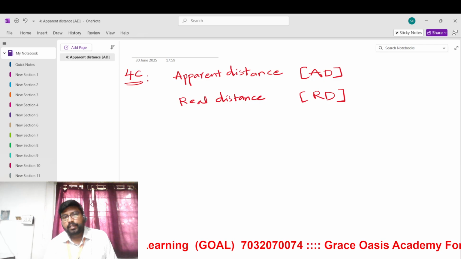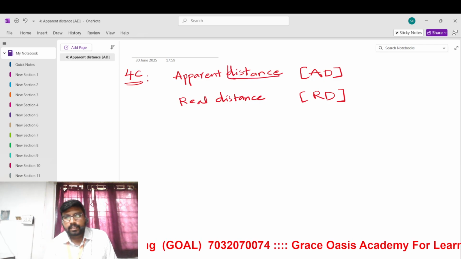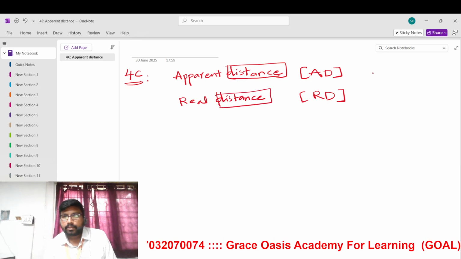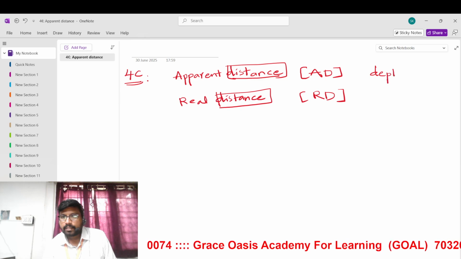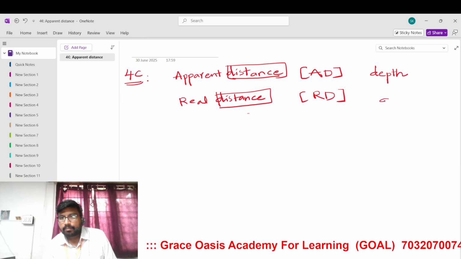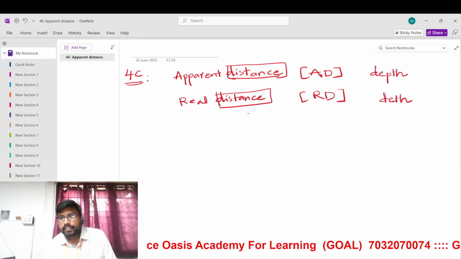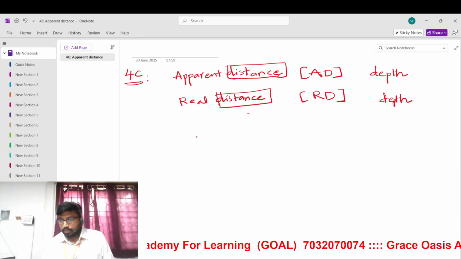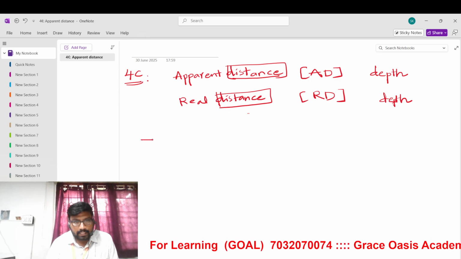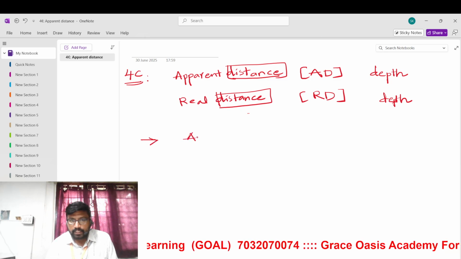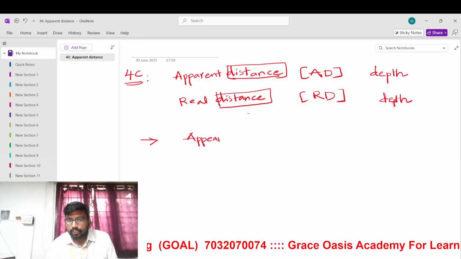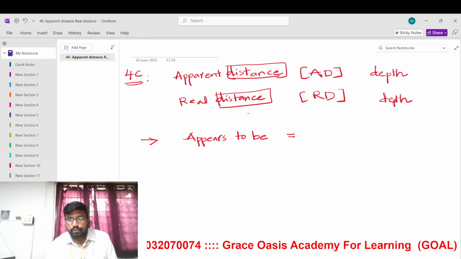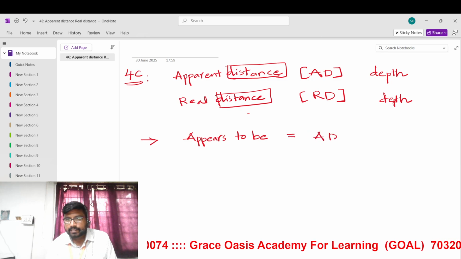This can be written as distance or depth also. Sometimes it will be depth. Apparent depth, real depth. Notation is RD and AD. But you need to understand that in the questions they will ask like "appears to be." Whenever they ask "appears to be," that means AD, apparent distance.